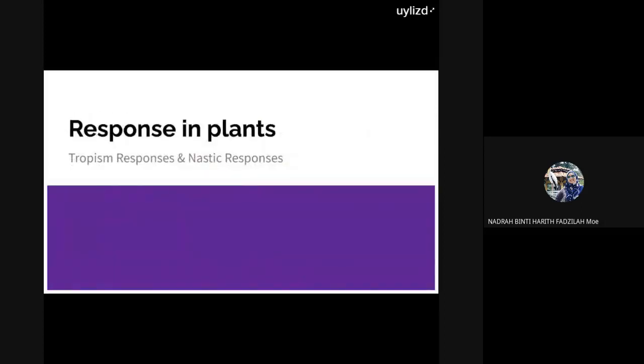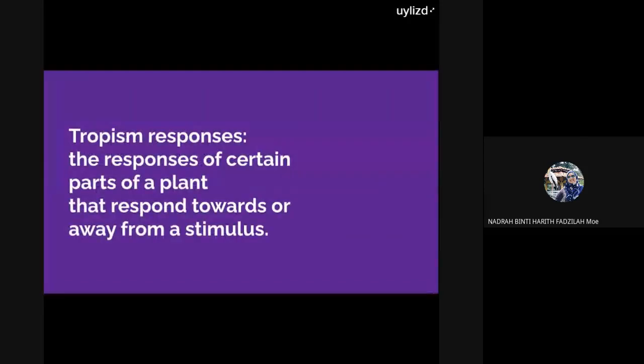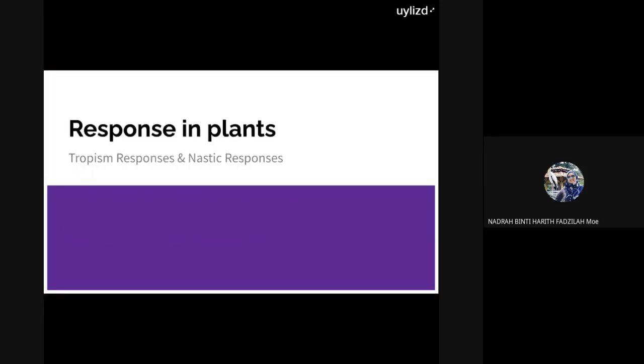So, kita masuk chapter baru dulu. Hari ni kita nak tengok tropism responses and nested responses. Since I assume that you have gone through these topics, kalau tak ingat pun tak apa, kita akan go through soalan-soalan sebab mostly approach kita malam ni ialah untuk revise lah. So mula kita tengok tropism responses.